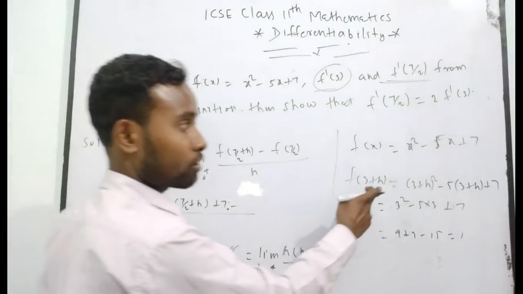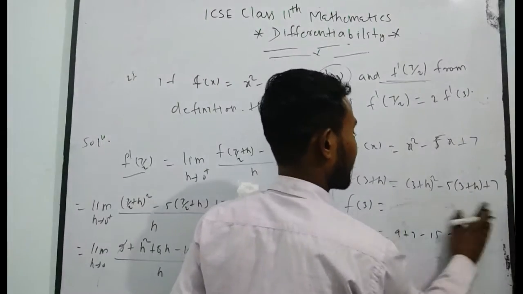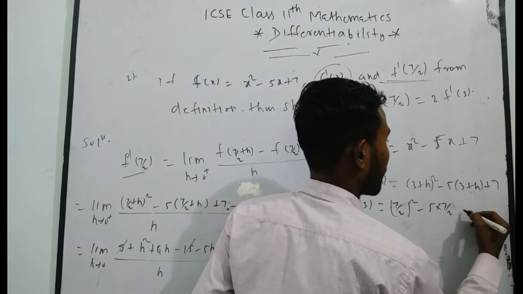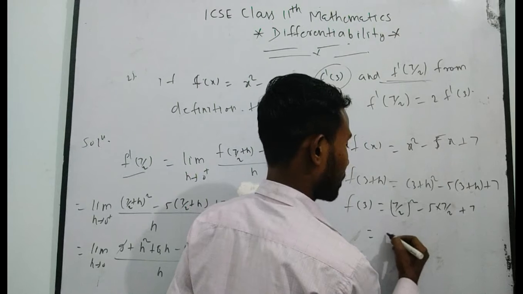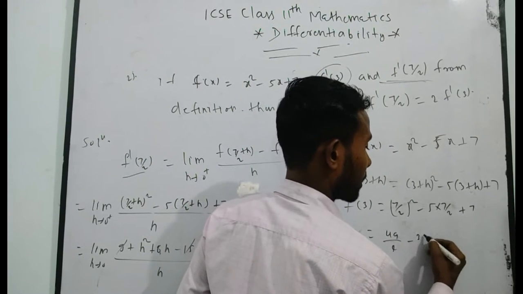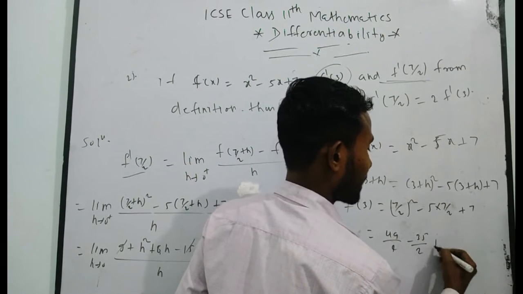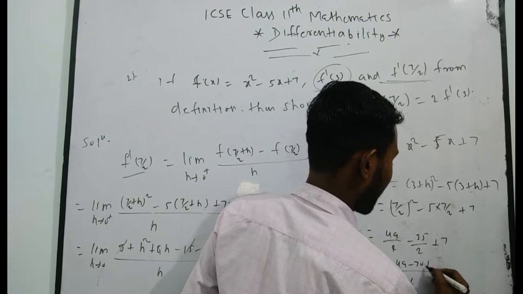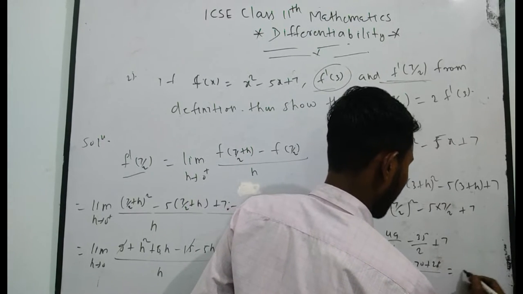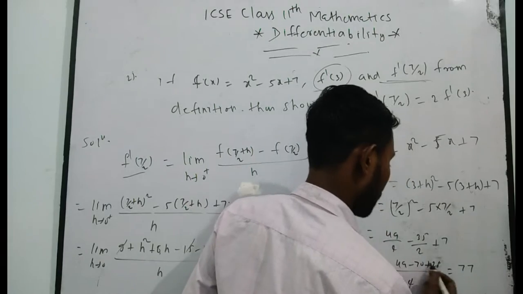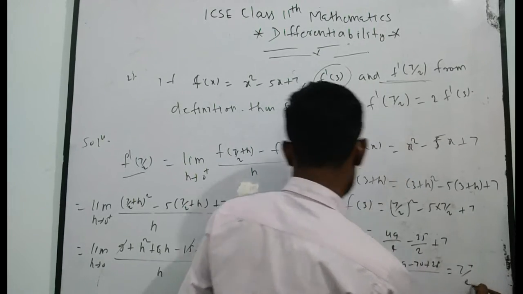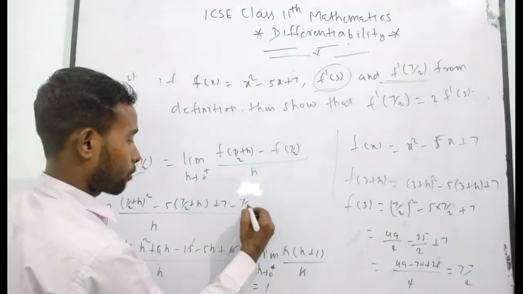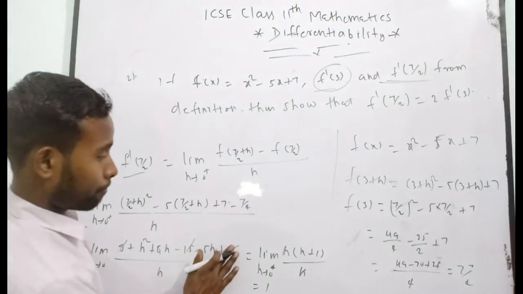Now here you have to also find f(7/2). What is the value of f(7/2)? f(7/2) is (7/2) whole square minus 5 times 7 by 2 plus 7. Now if you calculate, it will be 49 by 4 minus 35 by 2 plus 7. If you calculate, 49 minus 70 plus 28 over 4 will be 7 by 4. That means plus 7 minus 7 by 4.